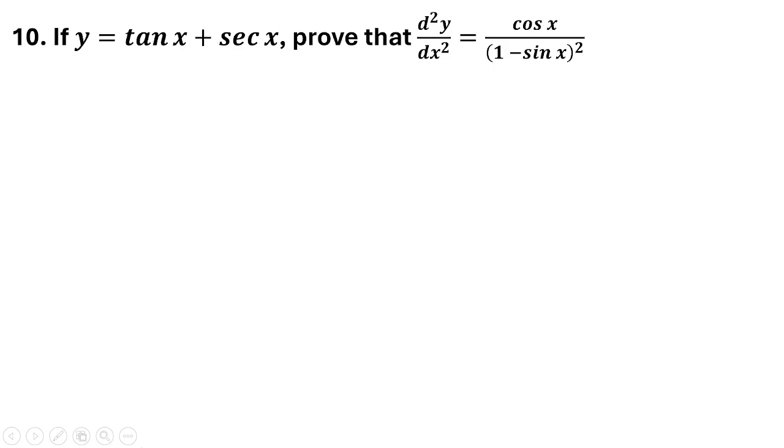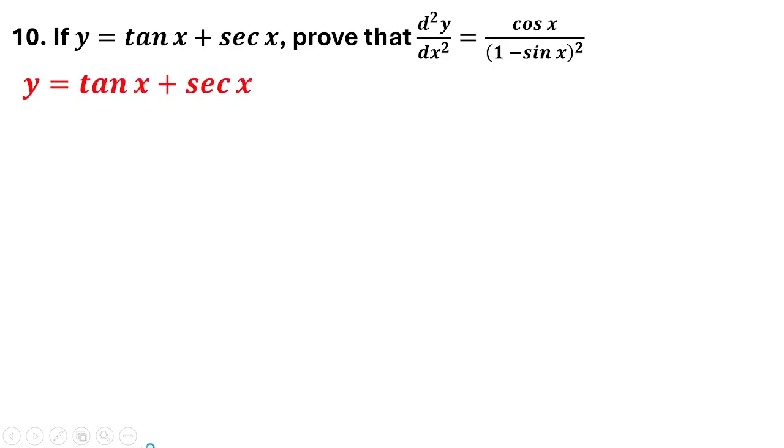If y is equal to tan x plus secant x, prove that d square y by dx square is cos x by 1 minus sin x the whole square. When you do it directly, you may not get the answer. Therefore, you should be a little bit careful. After the first derivative, simplify and convert it in terms of sin and cos, then continue.